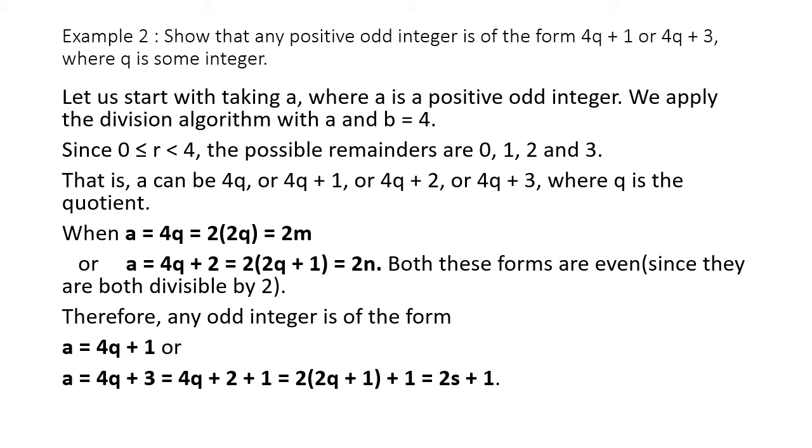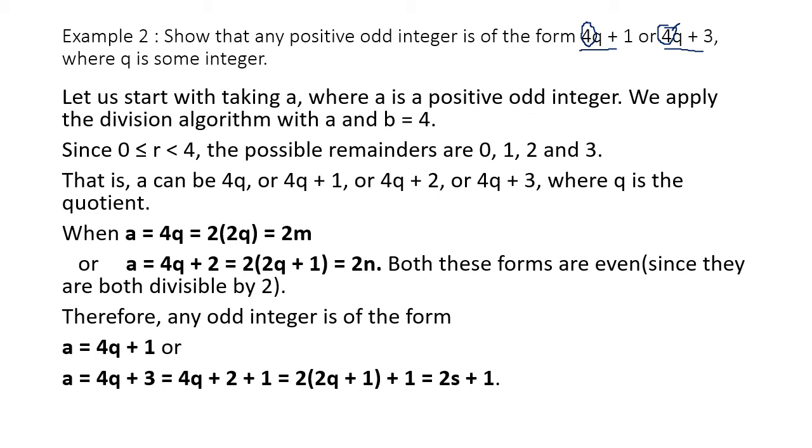Now here again we are told, show that any positive integer is in the form 4q plus 1 or 4q plus 3. We are only talking about the odd integers, we'll also see the even integers. In the previous sum we saw a positive even integer can be written as 2q, and a positive odd integer can be written as 2q plus 1. But that was when you took b equal to 2. Now in this case, we are taking b equal to 4. Can you see this? In this form 4q plus 1 and 4q plus 3, I have taken b as 4.